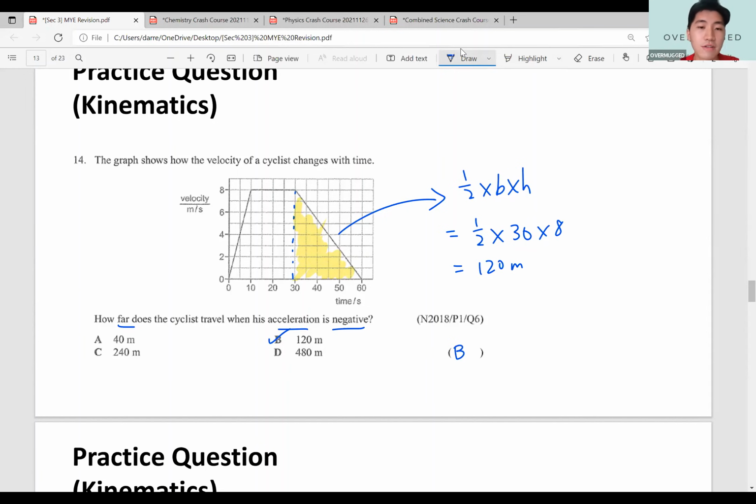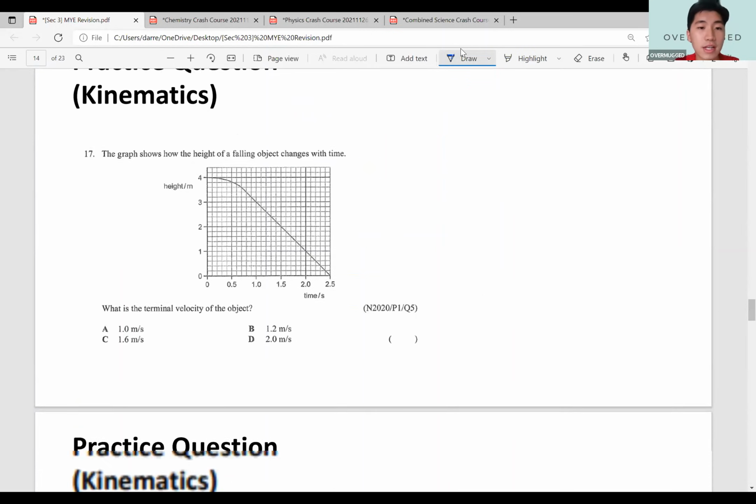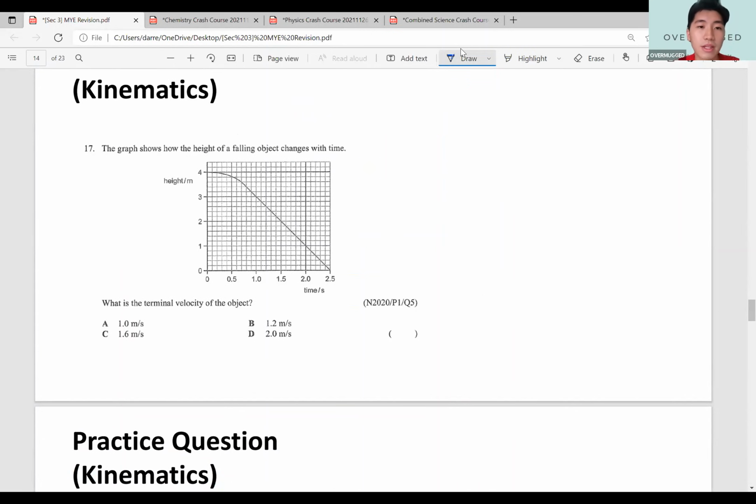So to solve this question, firstly, you need to know acceleration is negative when velocity is decreasing. To find distance, you find area underneath the graph. Moving on to the next question. This question is very common. It came out in O levels 2 times in the last 10 years, right? Latest it came out was 2020. So let's take a look at how you can solve this question.